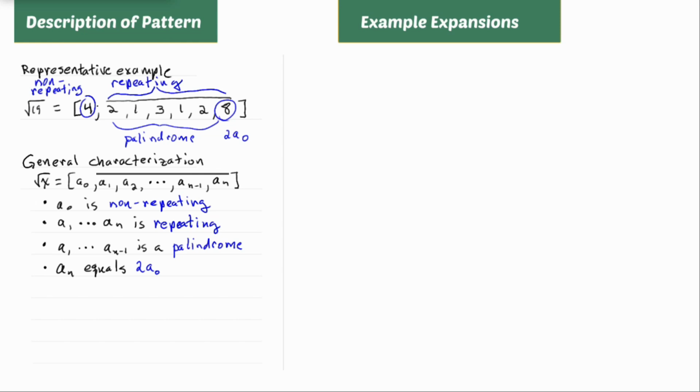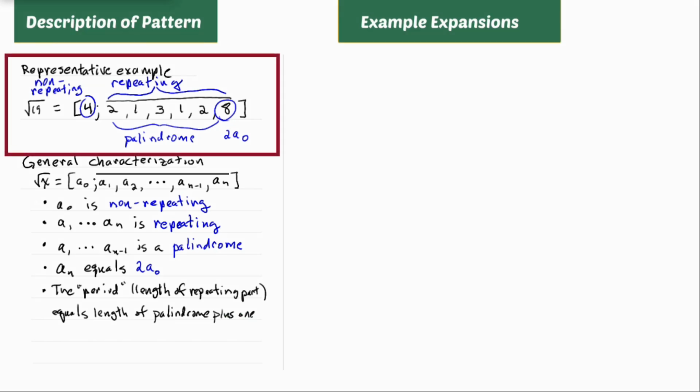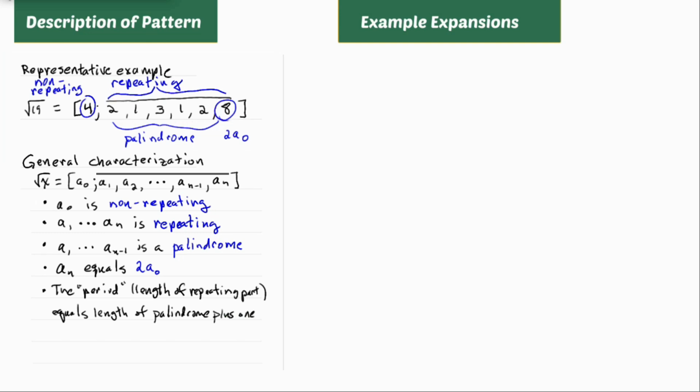These are just different terms you might come across. And the word period is used when we talk about the length of the repeating portion. For square roots, the period is always the length of the palindrome plus 1. Stop the video and see if you can figure out the period for our example, the expansion of the square root of 19. The period is 6. The repeating part has the palindrome, which is 5 terms, and then there's an, which is one more term. So there is a total of 5 plus 1 equals 6 terms in the repeating part. So the period is 6.